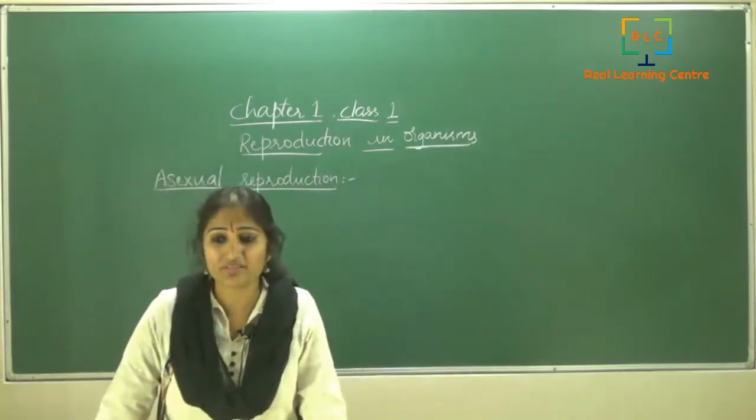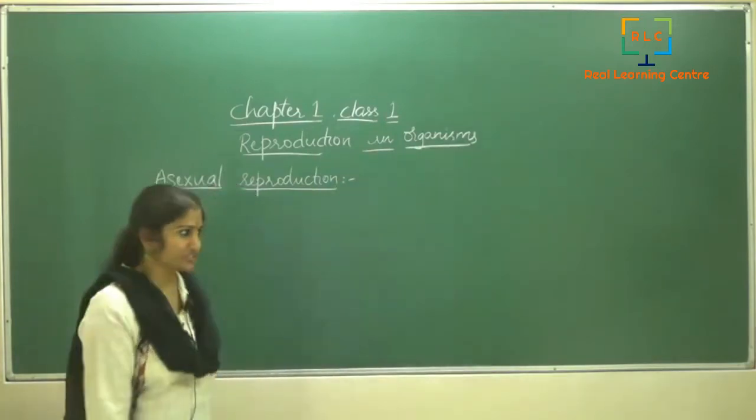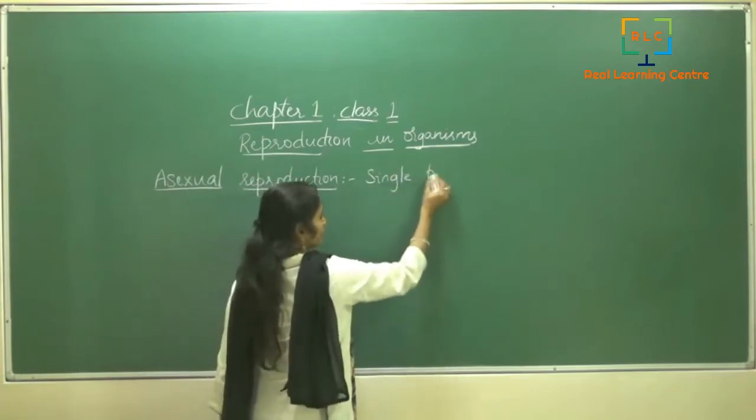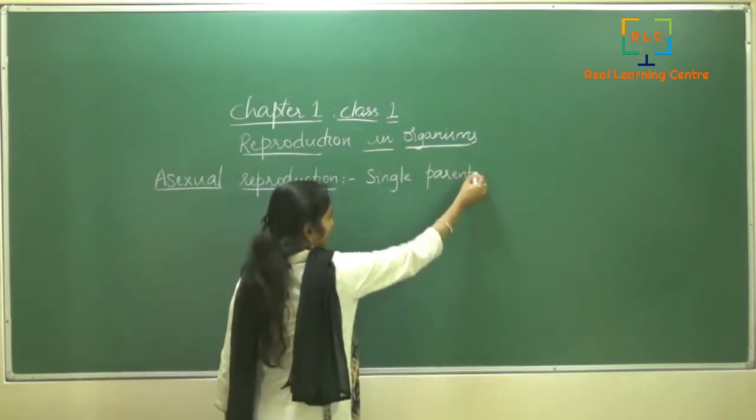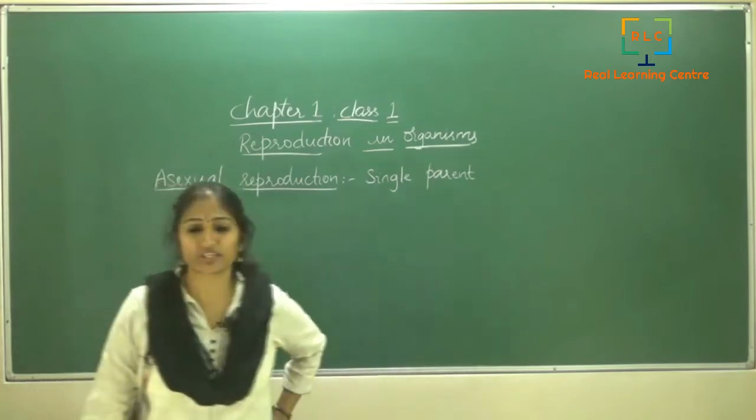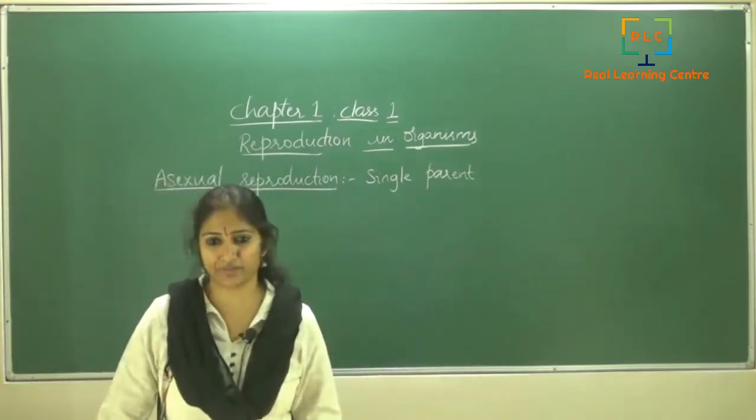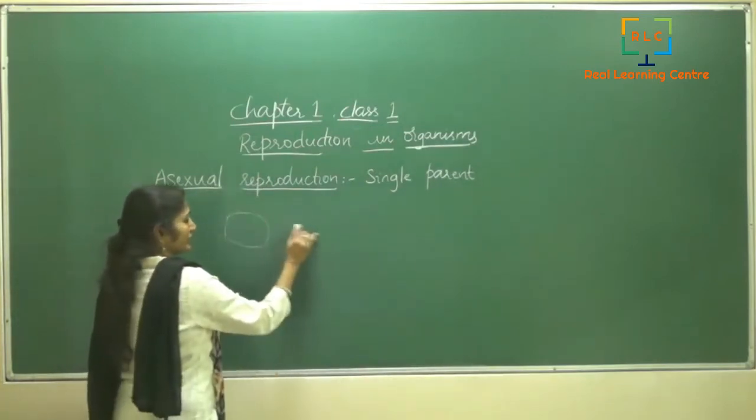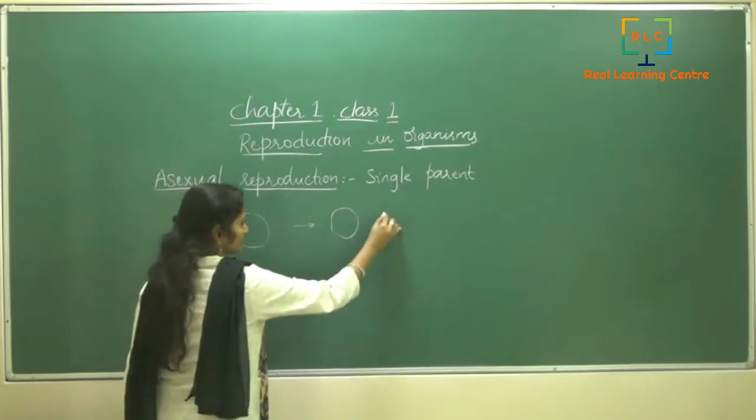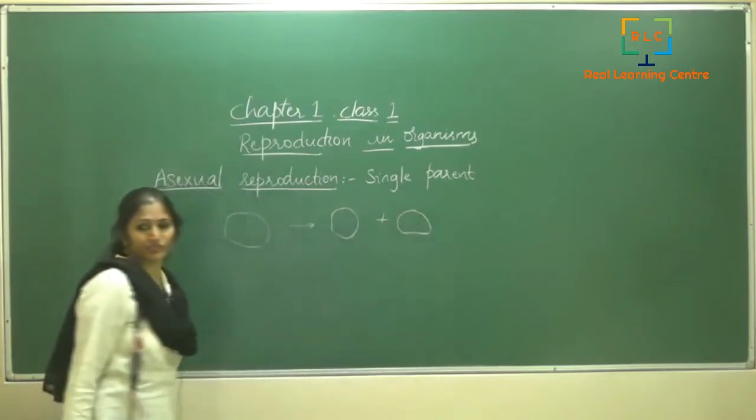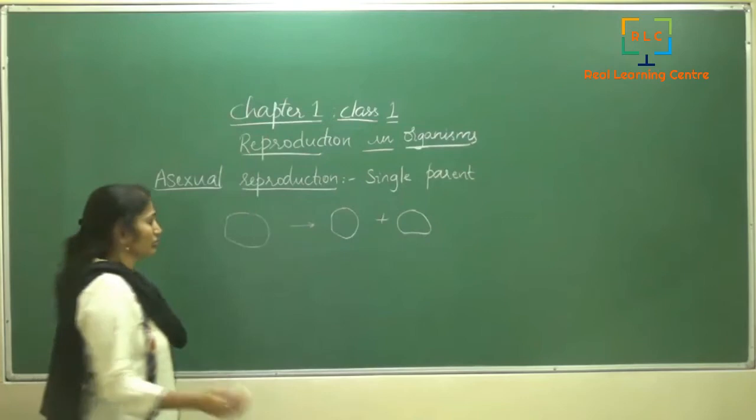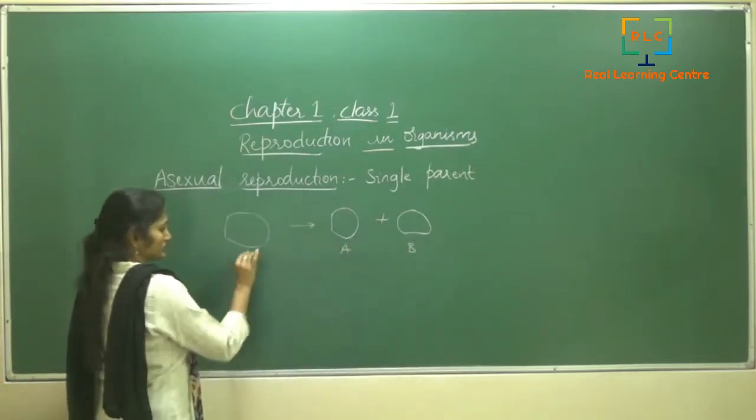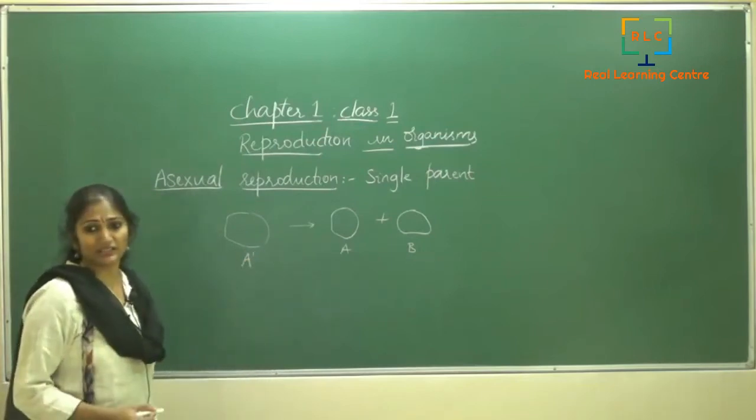Now, we have already seen what asexual reproduction means. Here we will always have only one parent, a single parent, and this single parent is capable of producing the offspring. Let me say one parent gives rise to two daughter cells or two offsprings. Let us call these A and B, and let me call the parent cell A prime.